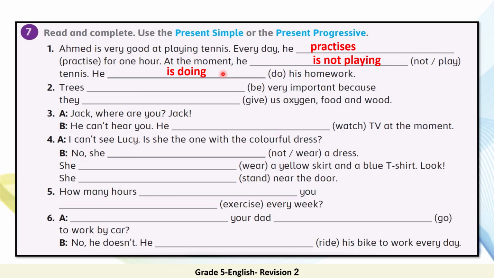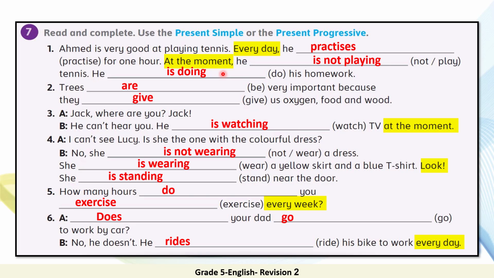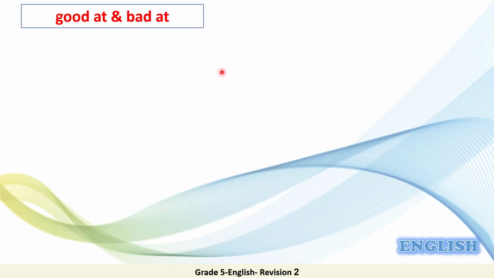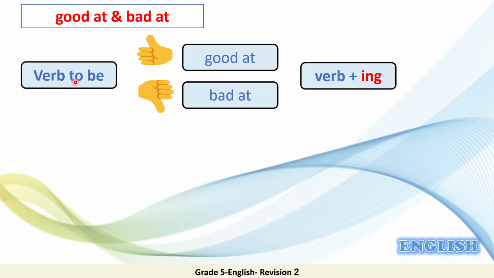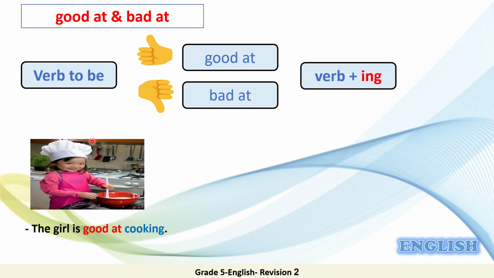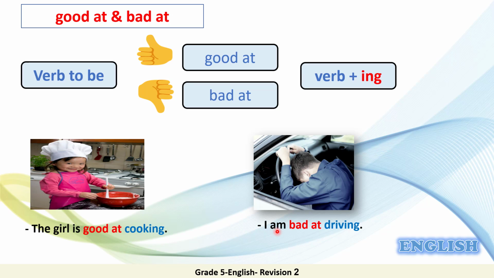Have you finished? Now check your answers. Amazing. This is another structure: good at and bad at. In brief, you know that good at and bad at both are followed by the verb plus ing. And you know, we use verb to be before both of them. Like, this girl is good at cooking and I am bad at driving.